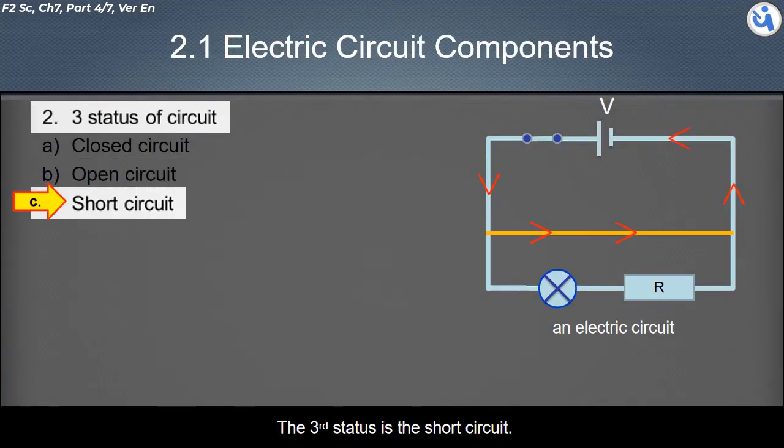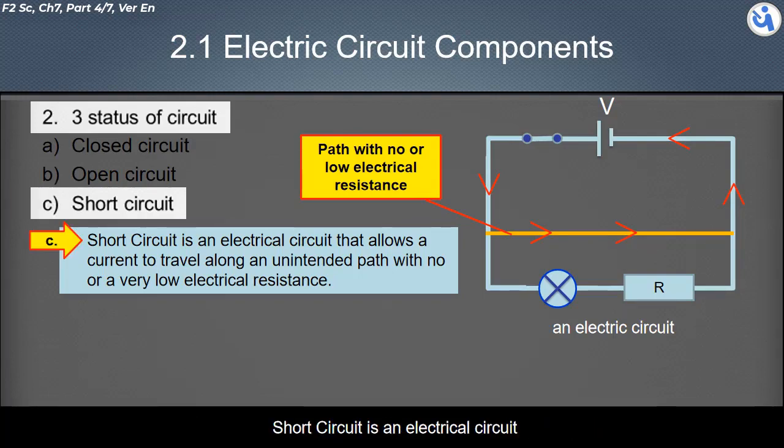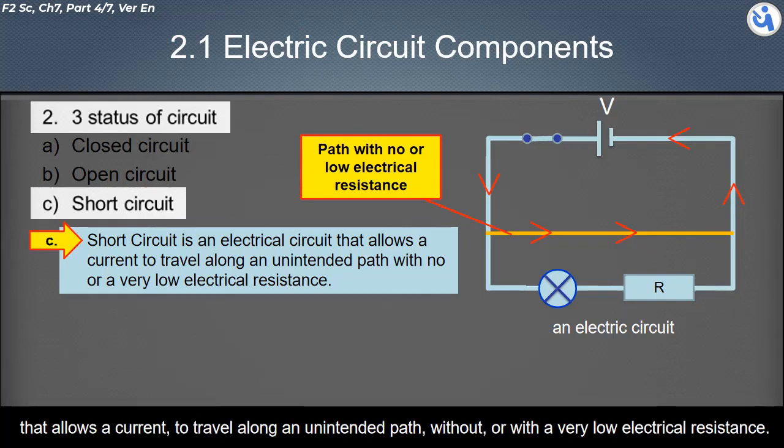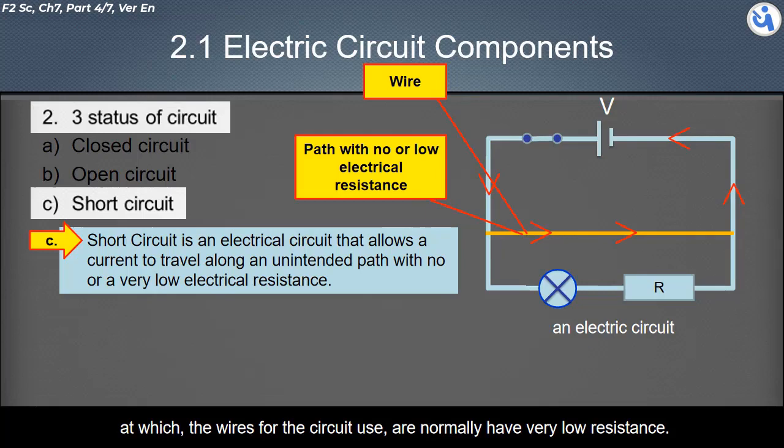The third status is the short circuit. Short circuit is a condition that occurs in a closed circuit. Short circuit is an electrical circuit that allows a current to travel along an unintended path, without, or with a very low electrical resistance. This path can be simply a wire, at which the wires for the circuit use normally have very low resistance.